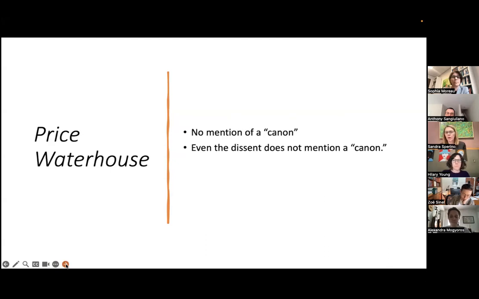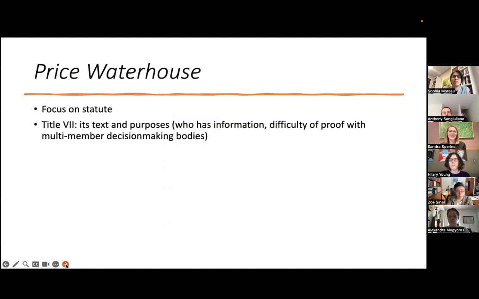So in Price Waterhouse, if you were thinking that there was an ancient causation canon with a long pedigree, you think that the court might have mentioned it in the Price Waterhouse case, because this case is being decided at the beginning of the textualist era. And so if we were going to claim a textualist canon, we might have seen it in this case. Even the dissent, which tends to have the conservative justices, or some of them, does not mention a canon. So that makes me very suspicious that this canon existed.